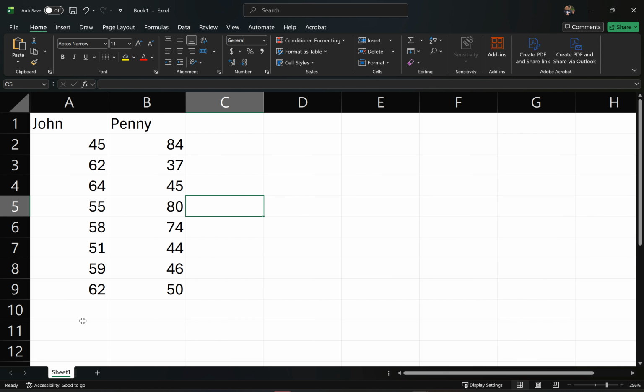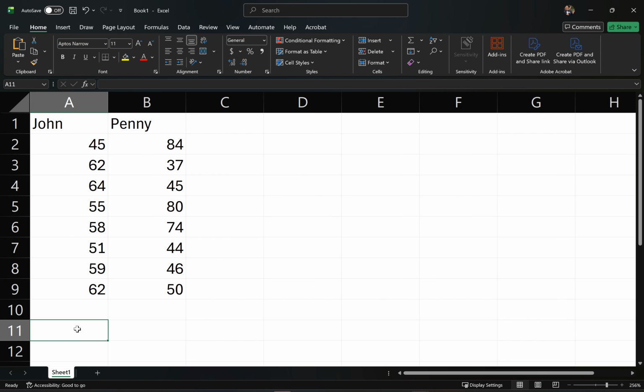Now to find the average, this is how easy it is. On your Excel, there's a formula for it, and this is all you type.